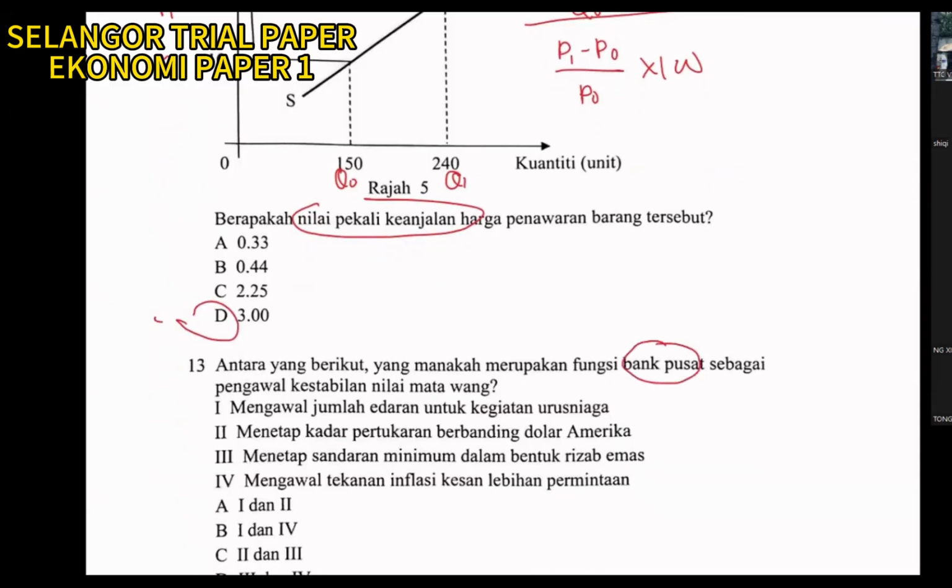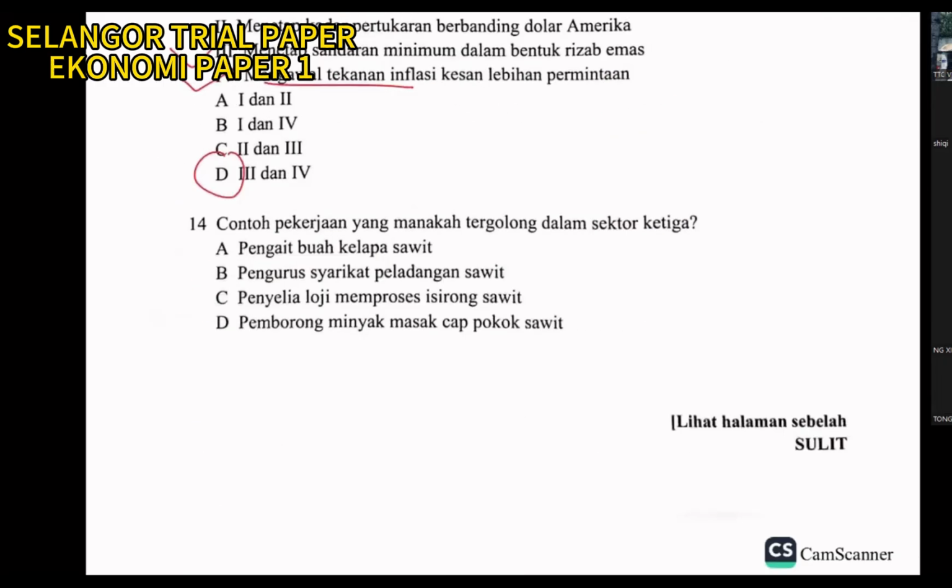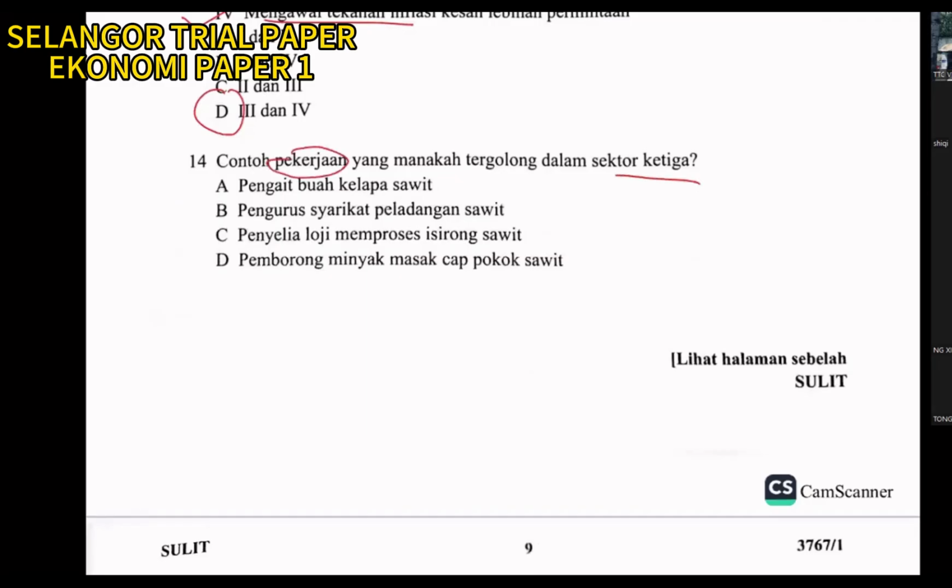Fungsi bank pusat mengawal kestabilan nilai wang. What is the function of a bank pusat to control the kestabilan nilai? How they control kestabilan nilai? They will make sure we have sandaran minimum backup. Okay? They will ensure control inflasi. Alright? Next, pekerjaan sektor ketiga. Which one? Pemborong. Pemborong is wholesale. Yes. Okay?